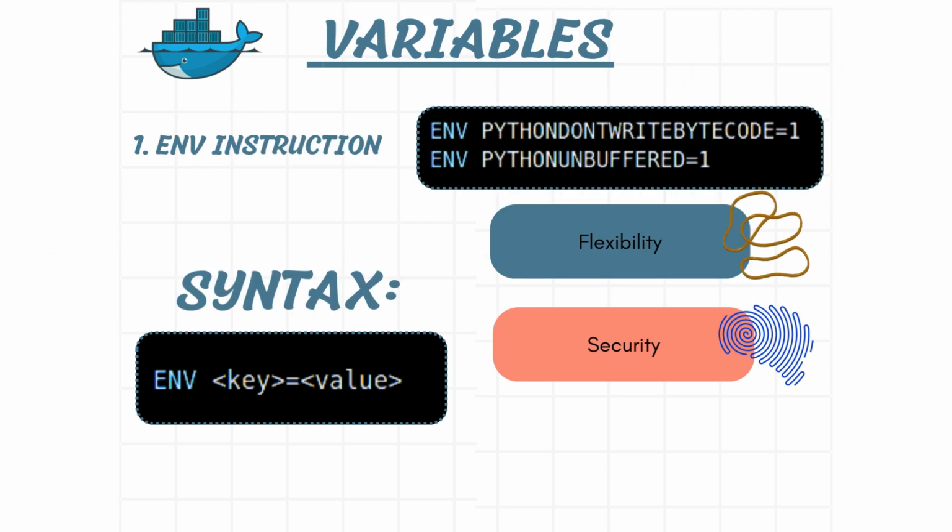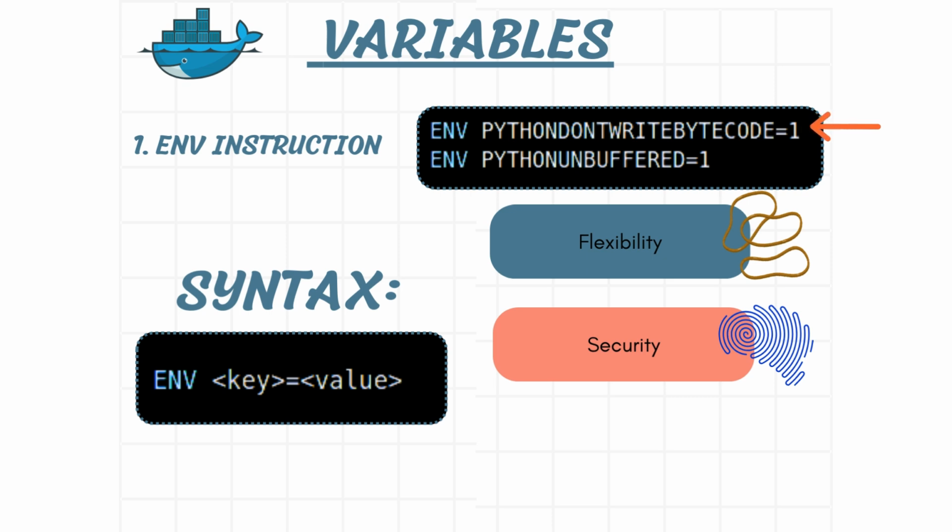ENV PYTHONDONTWRITEBYTECODE=1. This setting tells Python not to write .pyc files. By default, Python compiles your scripts into bytecode files with a .pyc extension and saves them to disk. In a Docker container, especially during development, code changes frequently. Writing .pyc files can lead to unnecessary disk usage and clutter the container's file system.